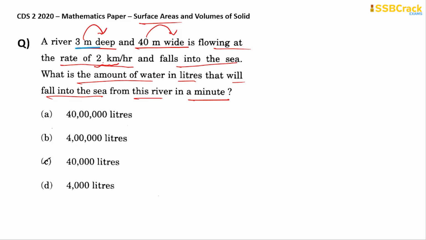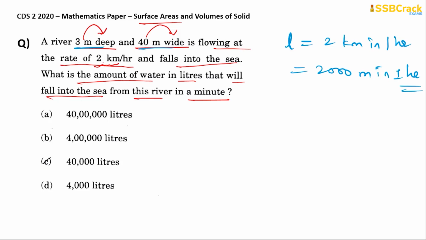So here for the river, you have to relate this shape to a cuboid only, right? Because it has the dimensions depth, width and length. So let me write the notations here. Length we consider here to be 2 km in 1 hour, which means 2000 meters in 1 hour. So we can calculate the volume of the water flowing from the river in 1 hour very easily with these dimensions. The breadth is the width, so it's 40 meters, and the height is the depth, that is 3 meters.